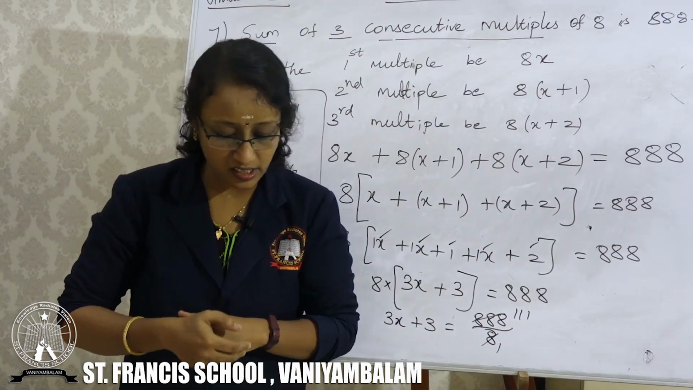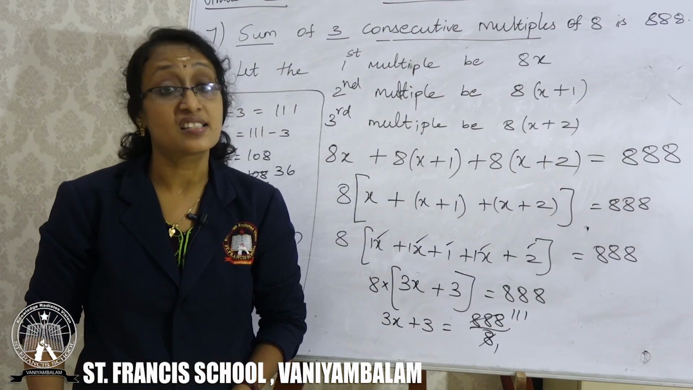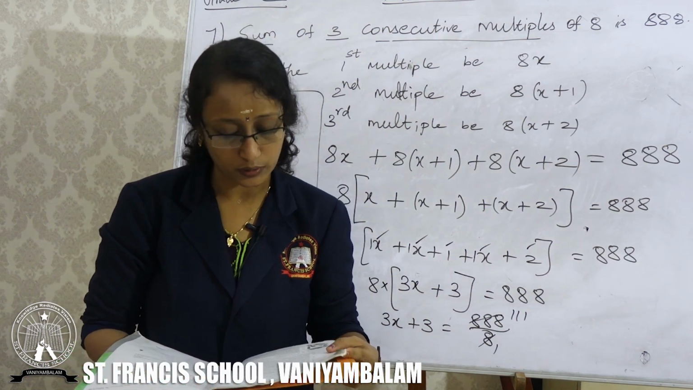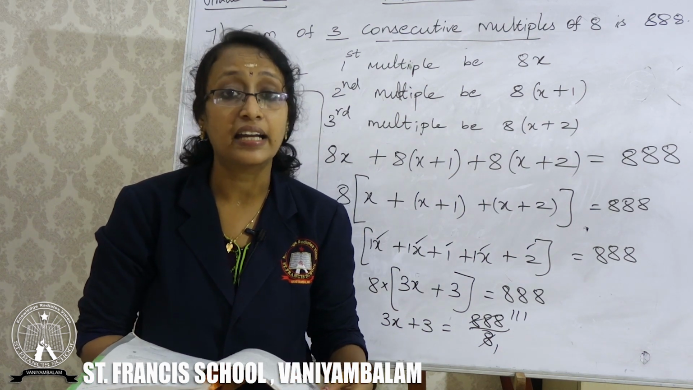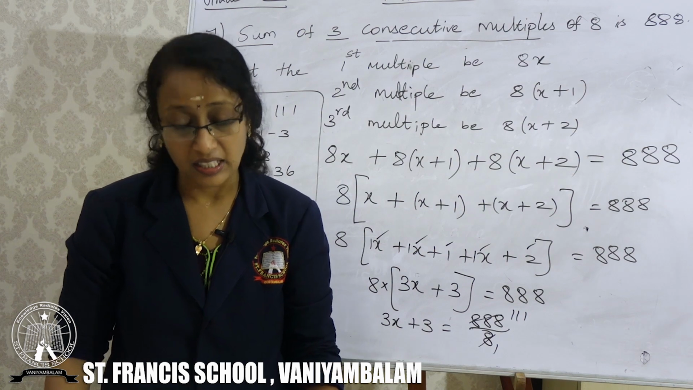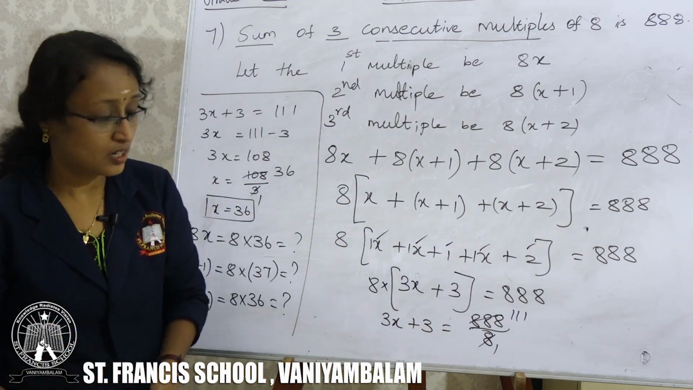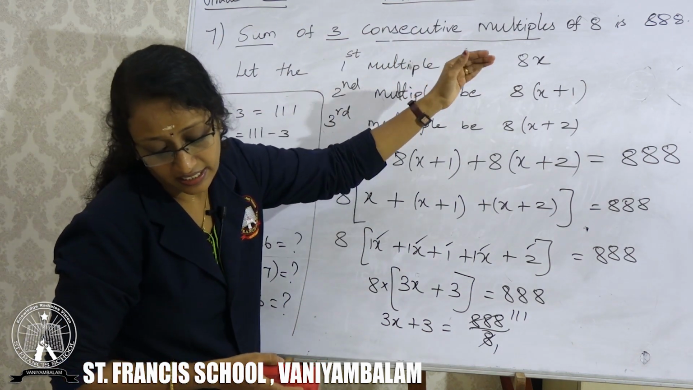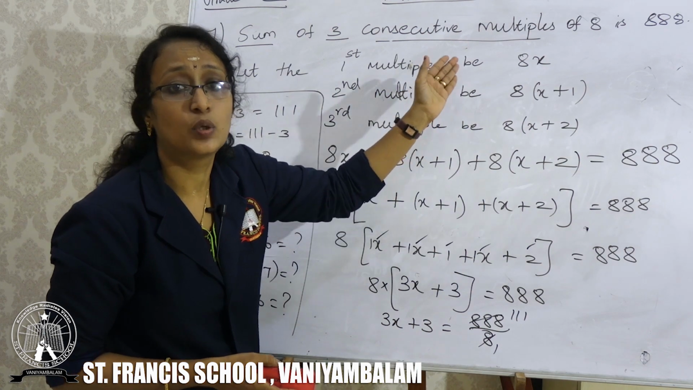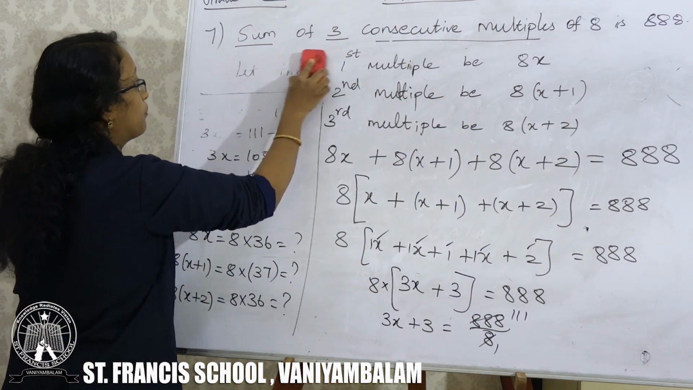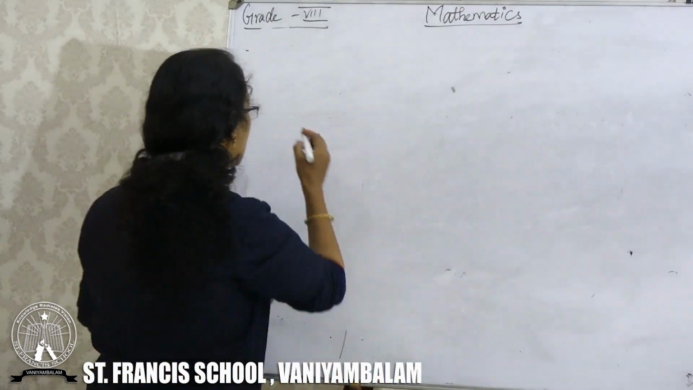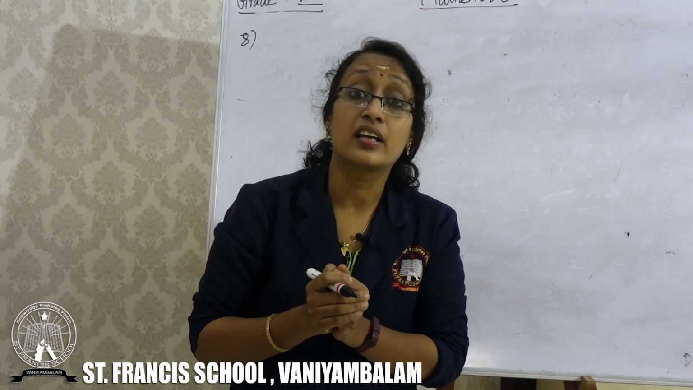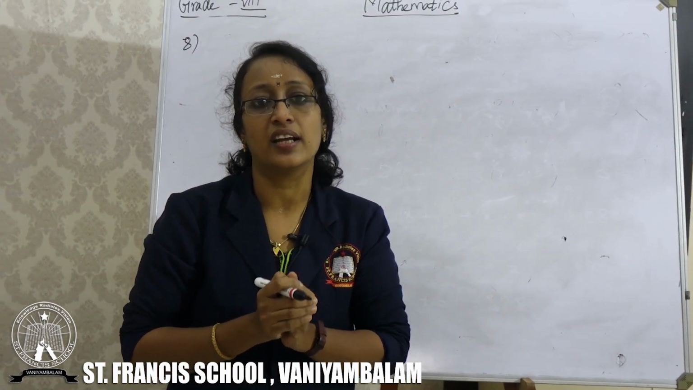Problem number 8. 3 consecutive integers are such that when they are taken in increasing order and multiplied by 2, 3 and 4 respectively, they add up to 74. Find these numbers. It is given 3 consecutive integers, taken in increasing order and multiplied by 2, 3 and 4. So let us see how to do that problem.